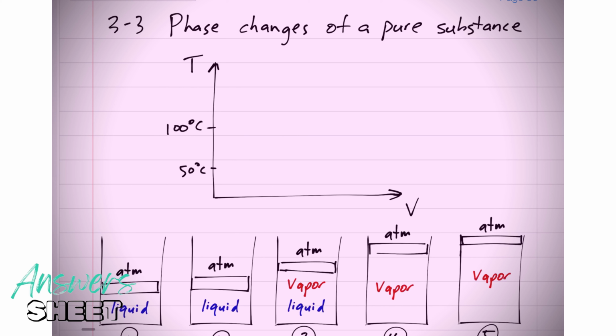All right, section 3-3, one of the most important and interesting sections in this book. I'll try to do a decent job on this. Phase changes of a pure substance. And in particular, we're really going to be looking at the boiling or the vaporization of a pure substance from a liquid to a vapor, right? From liquid to a steam.